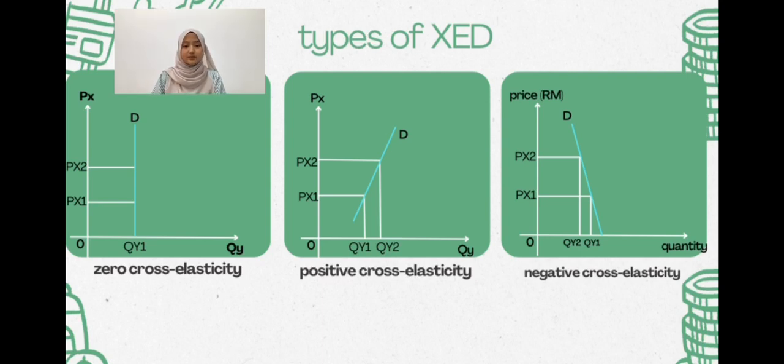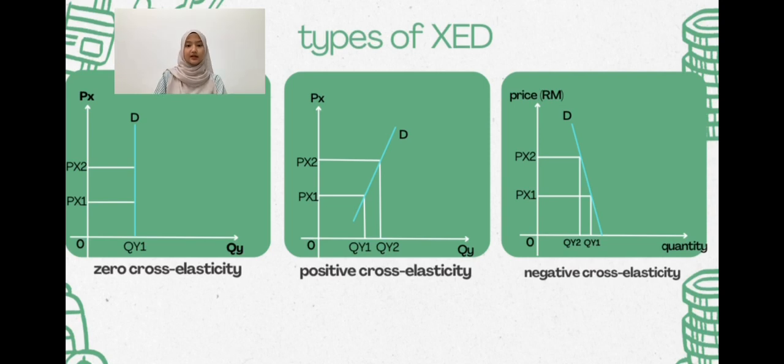The second one is positive cross elasticity. Positive cross elasticity is when the coefficient is greater than 0. An increase in the price of a particular good leads to an increase in quantity demanded for the other good. They are known as substitute goods, such as coffee and tea.